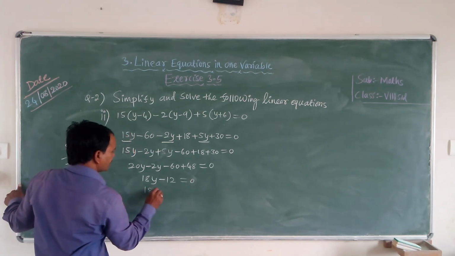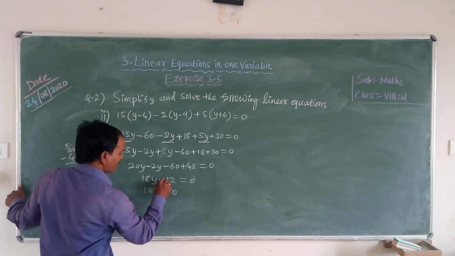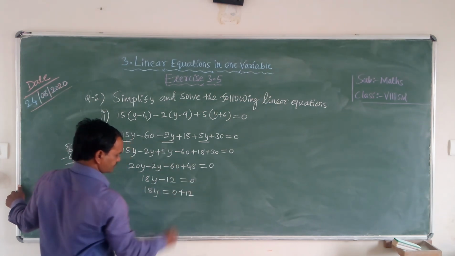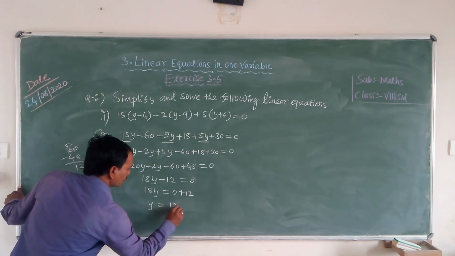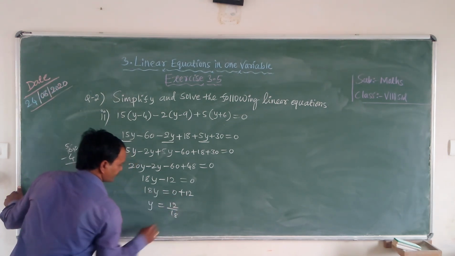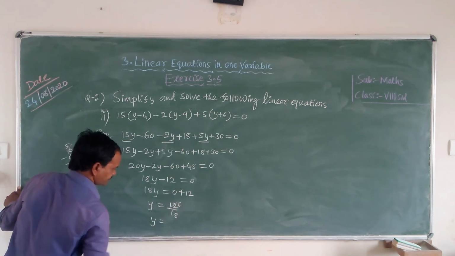So 18y is equal to minus 12, plus 12 on the other side, 0 plus 12. So y is equal to 12 divided by 18, which is 2 by 6 by the tables.